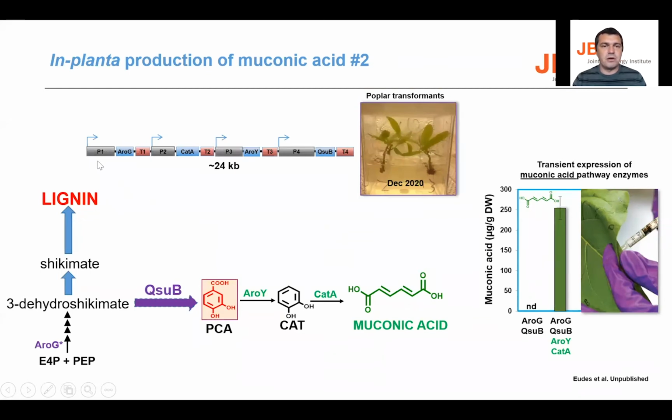Recently, we built a large DNA construct for poplar transformation. This construct contains the 4 genes, ROG, QSUB, ROY, CAT-A, under control of promoters which we know are active in poplar. So these are just very young transformants we obtained, and we hope they have less lignin. We'll analyze that soon because of the QSUB gene, and then produce muconic acid because of these ROY and CAT-A enzymes.